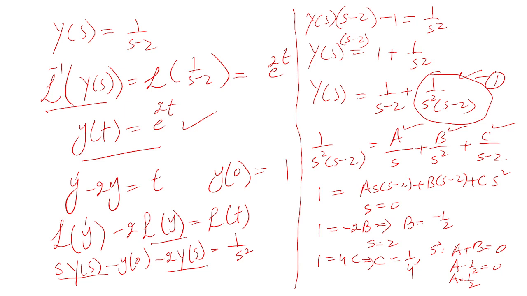Let me check things. b is minus 1 by 2, that is correct. And a plus c. So I made a mistake over here. You see, this is c, so this is plus 1 over 4, 1 by 4. So this means this a is minus 1 by 4.